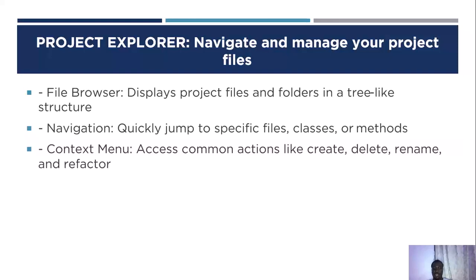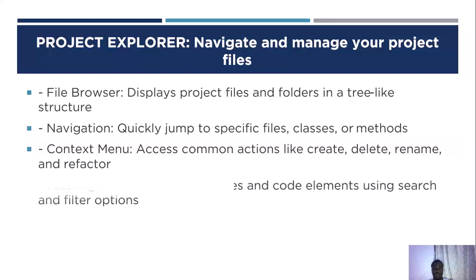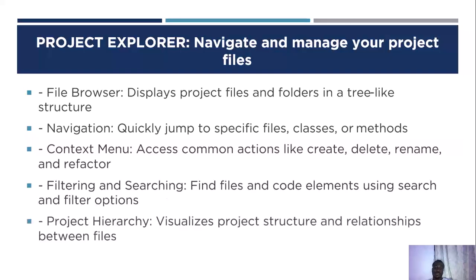Then we have filtering and searching. This one finds files and code elements using the search and filter options. If you want to search for a code, you just use the search. It's just like using a normal search tab to search for something on the computer or the internet. Okay, then we have project hierarchy. That one visualizes project structure and relationships between the files. So that's the Project Explorer.